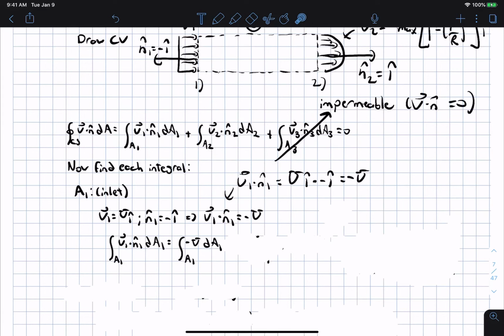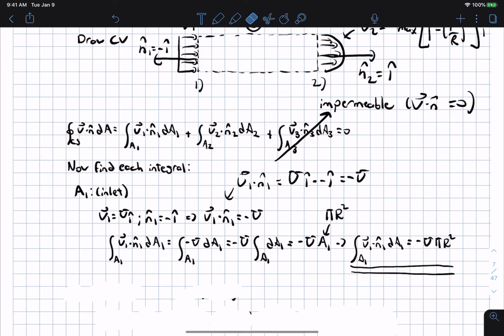Well, this u is constant, it's not a function of where we are on the surface. So that means we can yank it out because it's spatially uniform. So this equals minus u times the integral of dA, and that's just the area. So that's just equal to minus u times A1, and A1 is just pi r squared, right? Because it's just a pipe of radius r. So then this implies that our first integral here is just minus u times pi r squared.